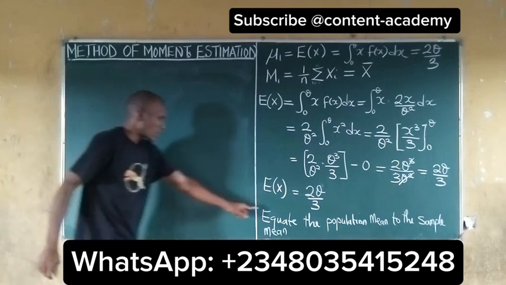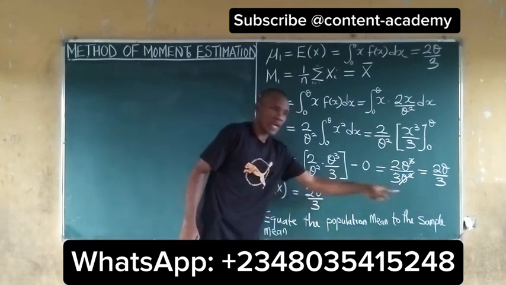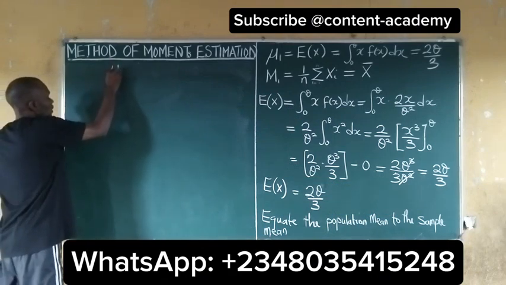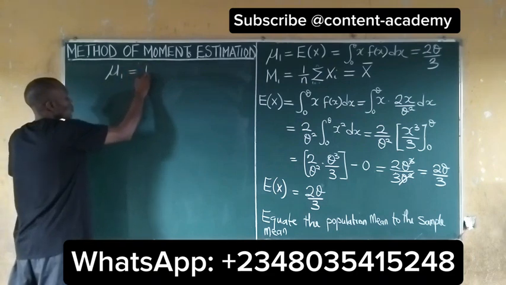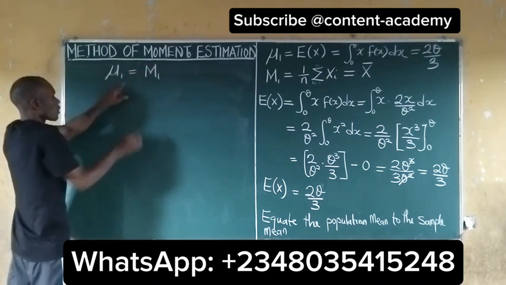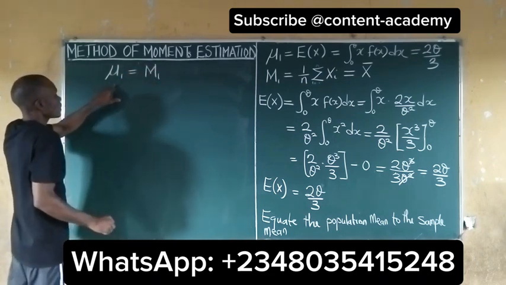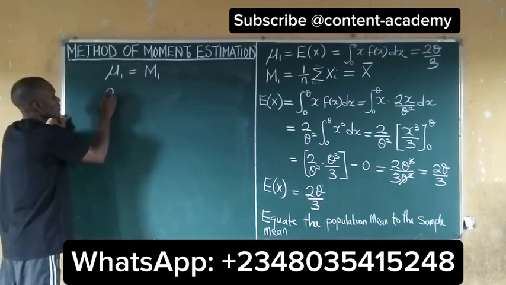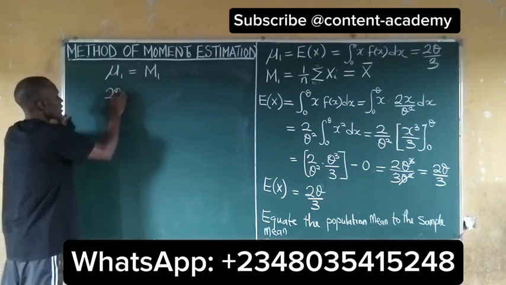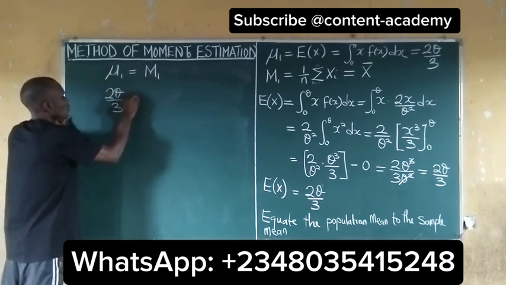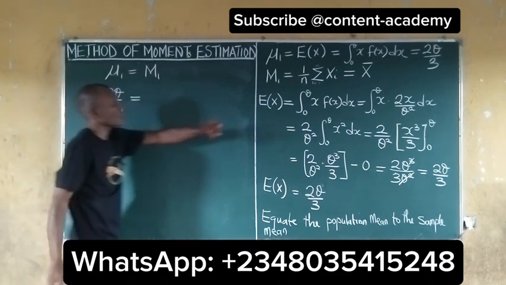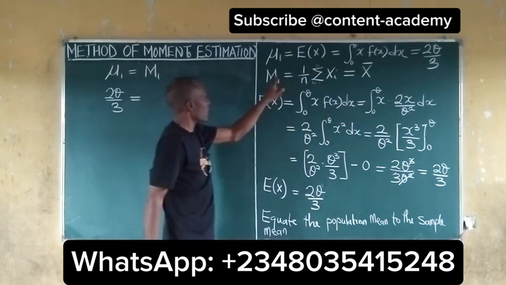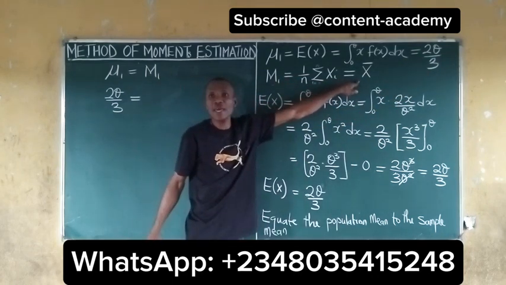So since we say equate the population mean to the sample mean, we simply equate these two. This is the population mean and this is the sample mean. What did we get as the population mean? We got 2 theta all over 3. What did we get as the sample mean? For the sample mean, we got x bar.